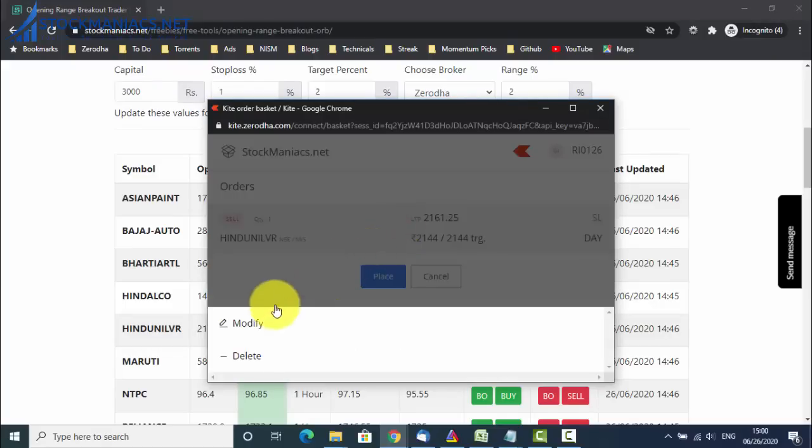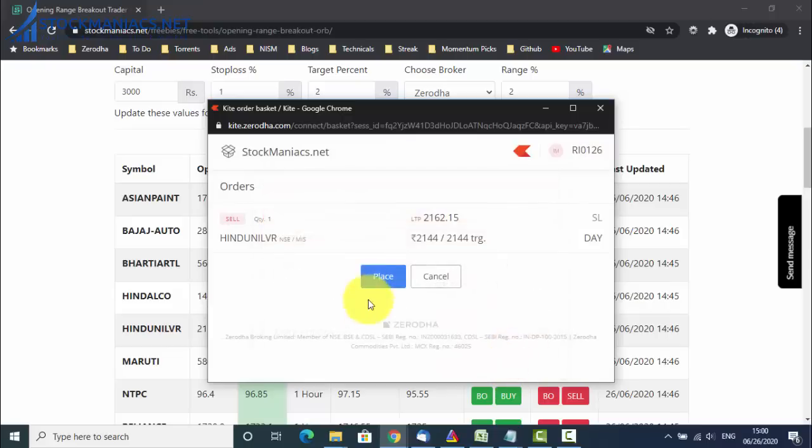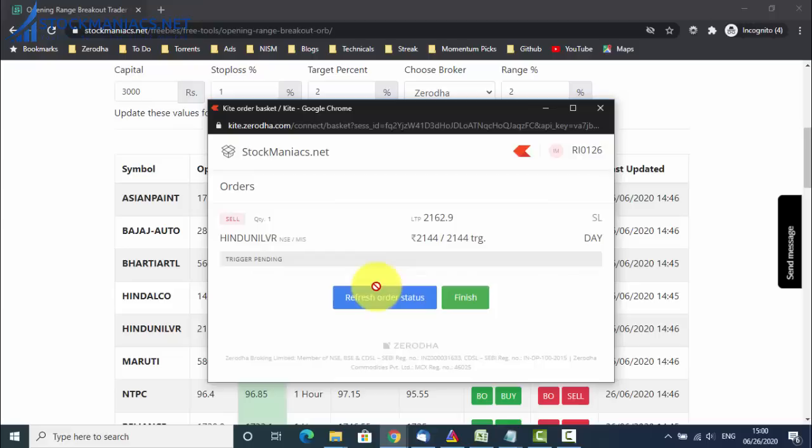You can see now the one quantity is shown here. You can modify the sell order by clicking modify. You can play with the order. I am cancelling it and I am placing the sell order. You can see the order status is trigger pending.